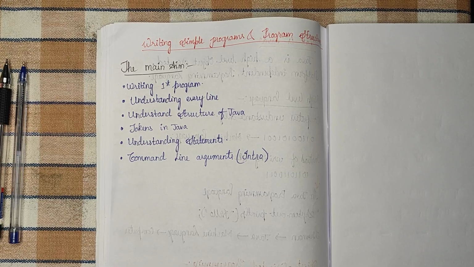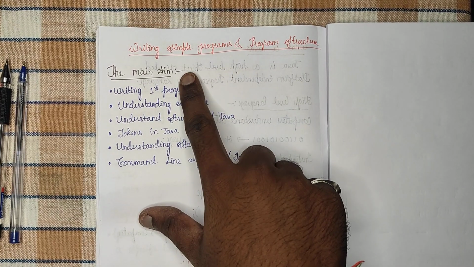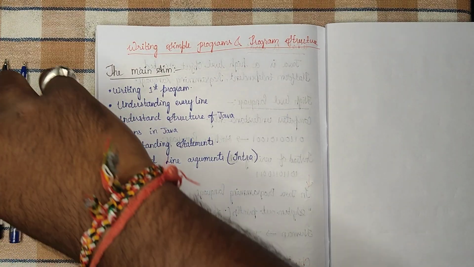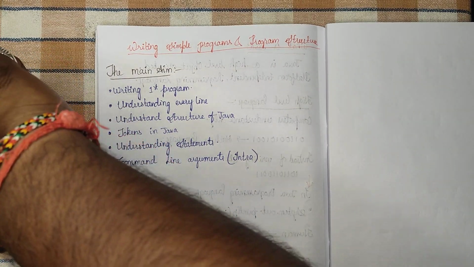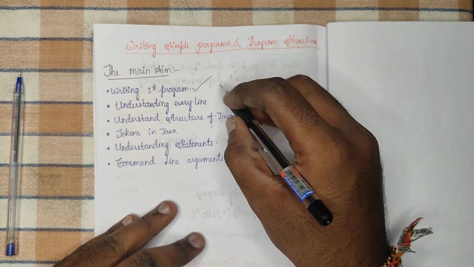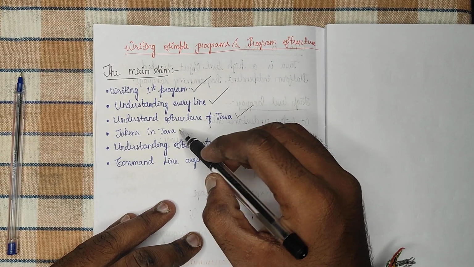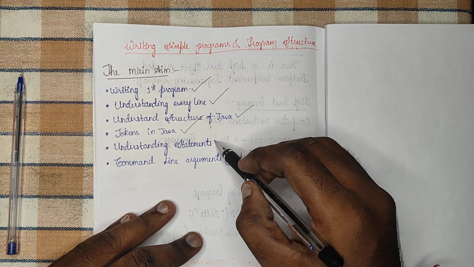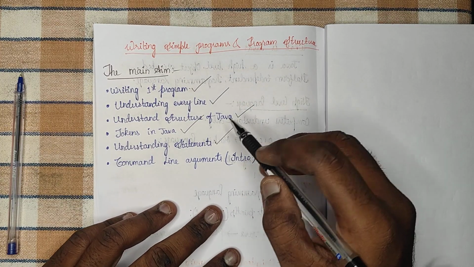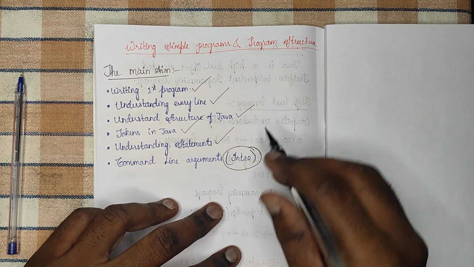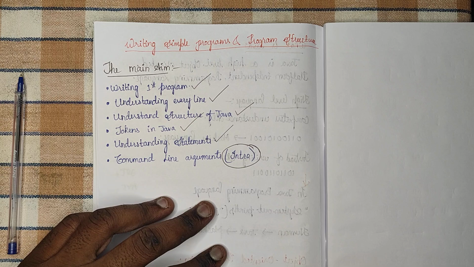Exam Professor. So today we are going to learn about writing simple programs and program structure. So in these sessions, at the end you will be able to learn writing your first program, understanding every line of the program, understanding the structure of Java, tokens in Java, and you have to understand the statements, and also I'm going to give a simple introduction about the command line arguments. So okay, let's dive into today's topic.